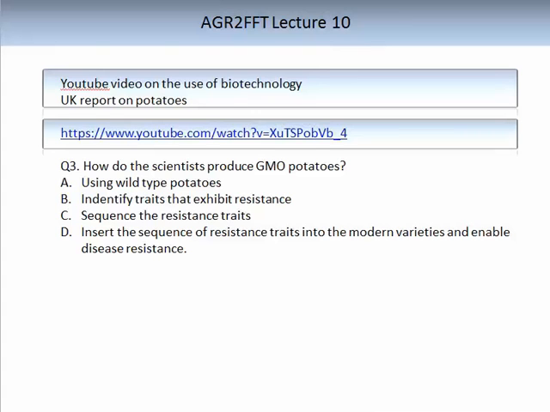Part D sounds quite simple, but as you are beginning to be aware, the technologies of identification of the trait and then subsequent insertion of the trait are indeed complex.